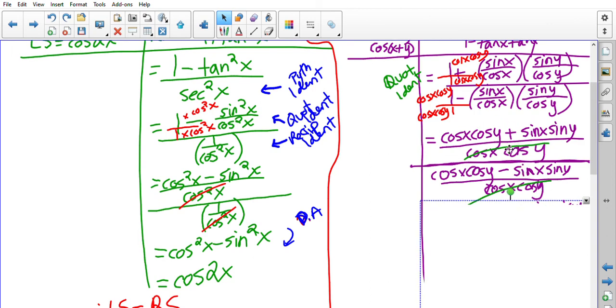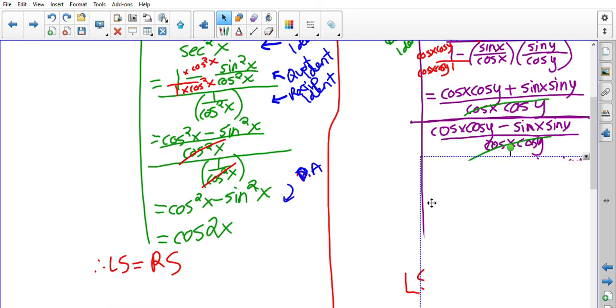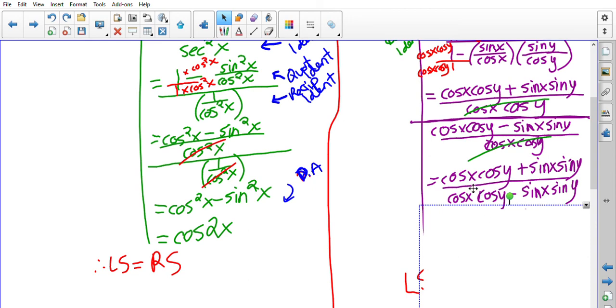So again, we have a fraction divided by a fraction. So when I leave this the same, change to multiplication, and then flip the bottom, what's going to happen is that cos x cos y is going to go up top, and this guy's going to stay in the bottom, so they are common factors, they can be canceled out. So then I'm left with cos x cos y plus sine x sine y divided by cos x cos y minus sine x sine y.